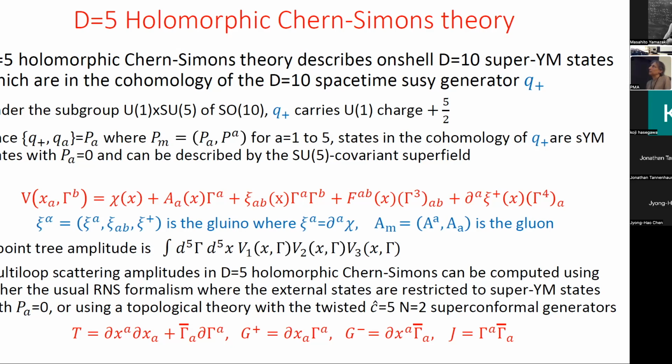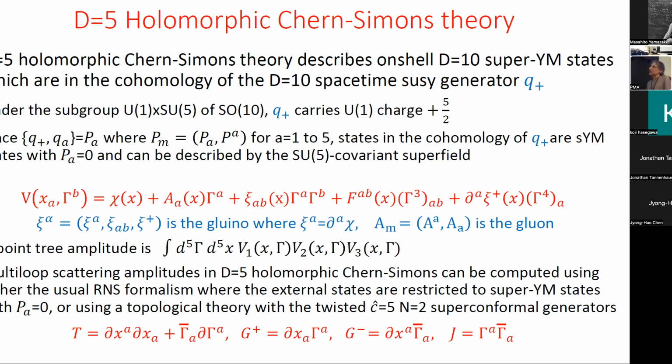So the 3-point amplitude is actually very simple to write down. It's just the product of these 3 and integrate over the 5 gammas, and you get the 3-point D equals 5 holomorphic Chern-Simons amplitude. And you can also use the topological theory to compute these amplitudes. So the N equals 2 string, which describes the theory, is essentially the same as the D equals 3 Chern-Simons, but now you have 5 gammas instead of 3.